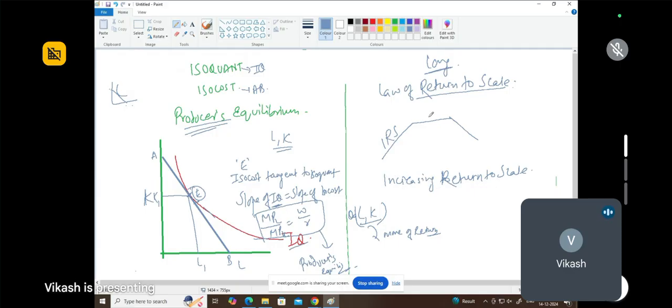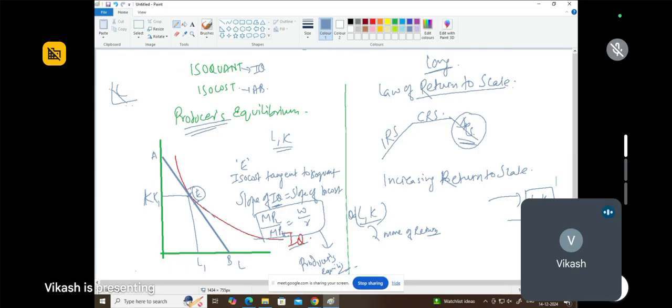Okay, and the next part is constant returns to scale. When a business becomes big, it somehow faces constant returns to scale, meaning if they increase labor and capital, they get the same output. And further, if the business becomes a giant, the firm starts to experience decreasing returns to scale. Because of the giant nature of a business, mismanagement, coordination and control problems lead to diminishing returns to scale.